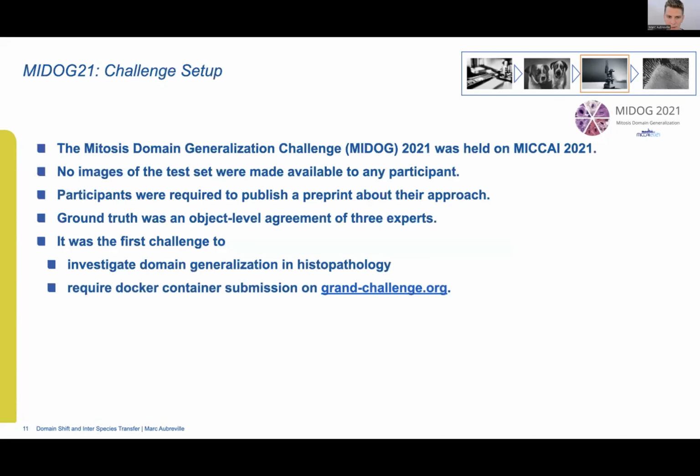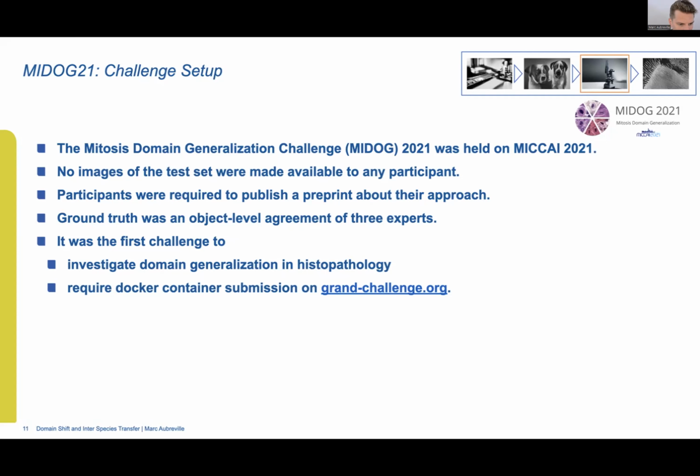Just to report about the challenge setup, which is something that I'm expecting we will see some challenges on domain generalization in histopathology in the next years. So maybe these are some things that we think are good that we could recommend to other people. First of all, I want to highlight that no images of the test set were ever made available to any participant, right? While you would say that this is common sense, for many challenges, the images are in fact available and only the labels of the test set are hidden. So we didn't make that available to anyone and it's still secret.